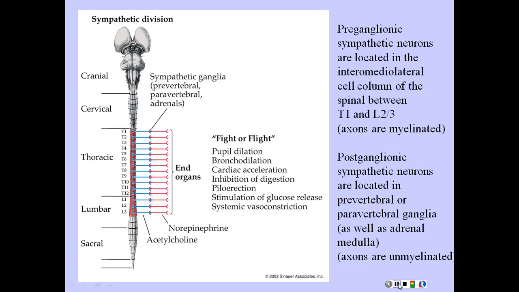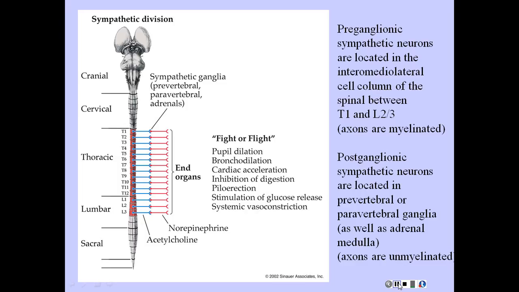Okay, so sympathetics. How do we deal with this one? So why don't we do the similarities first? How are parasympathetics and sympathetics similar? So similarity number one, it's this two-neuron chain. The preganglionic neuron found in the central nervous system, postganglionic neuron found peripherally. Is that true? Yeah.